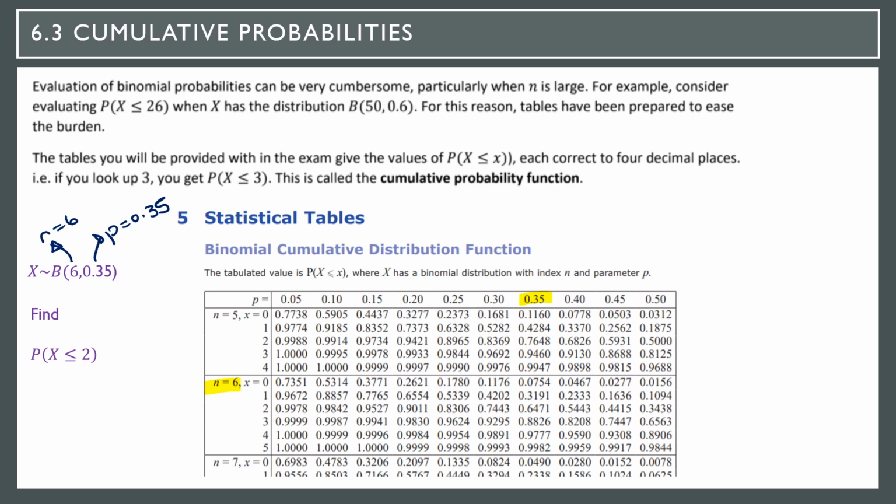In this example, x is 2, so we've got 2. In terms of reading off the probability, we just work across and down until we meet. In this case, we meet at 0.6471. So we can write down that our probability is equal to 0.6471.